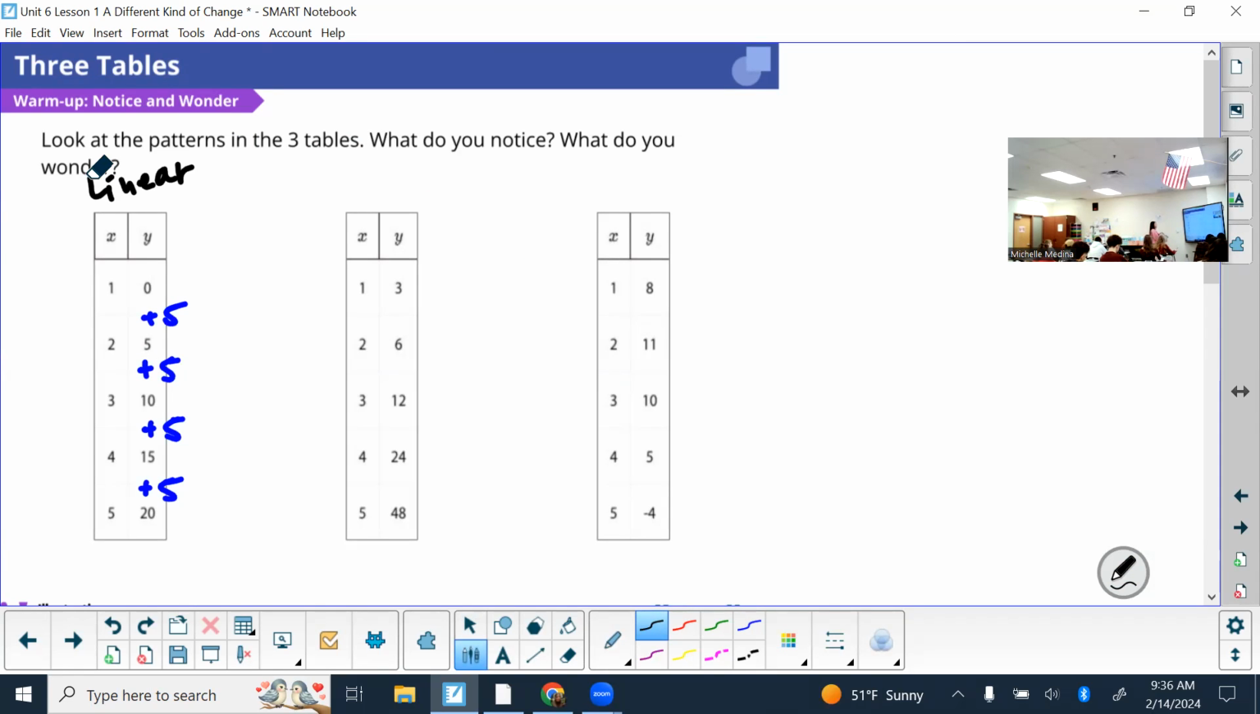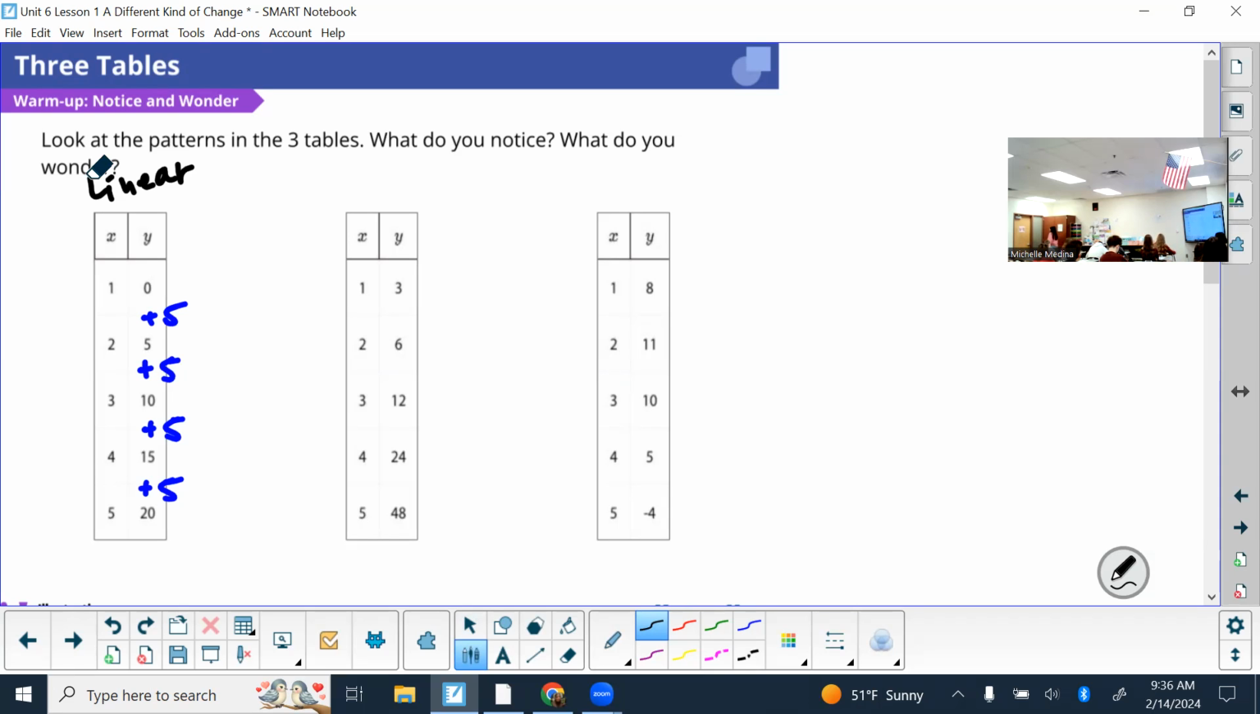Because for each interval of x, and x is increasing by the same amount, the outputs are adding 5 each time. Adding or subtracting the same amount each time is linear. So then, Bella, what's another notice?